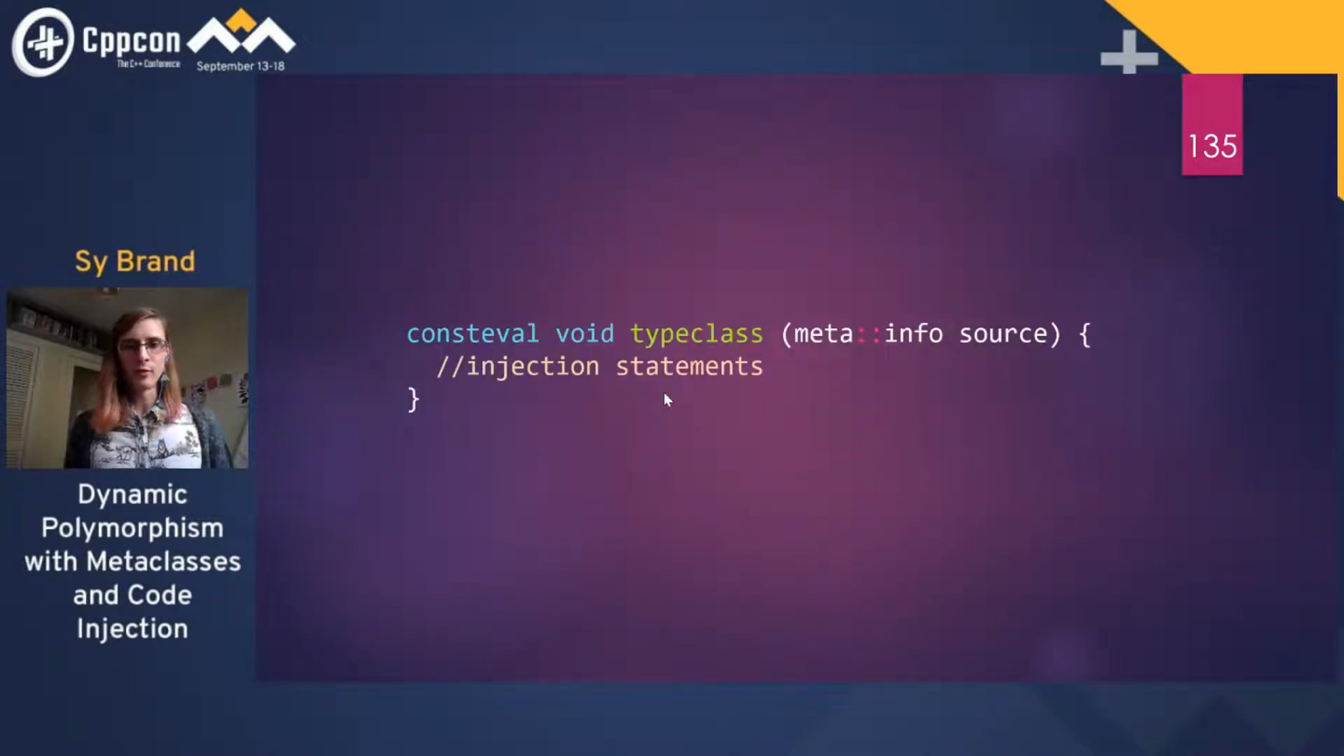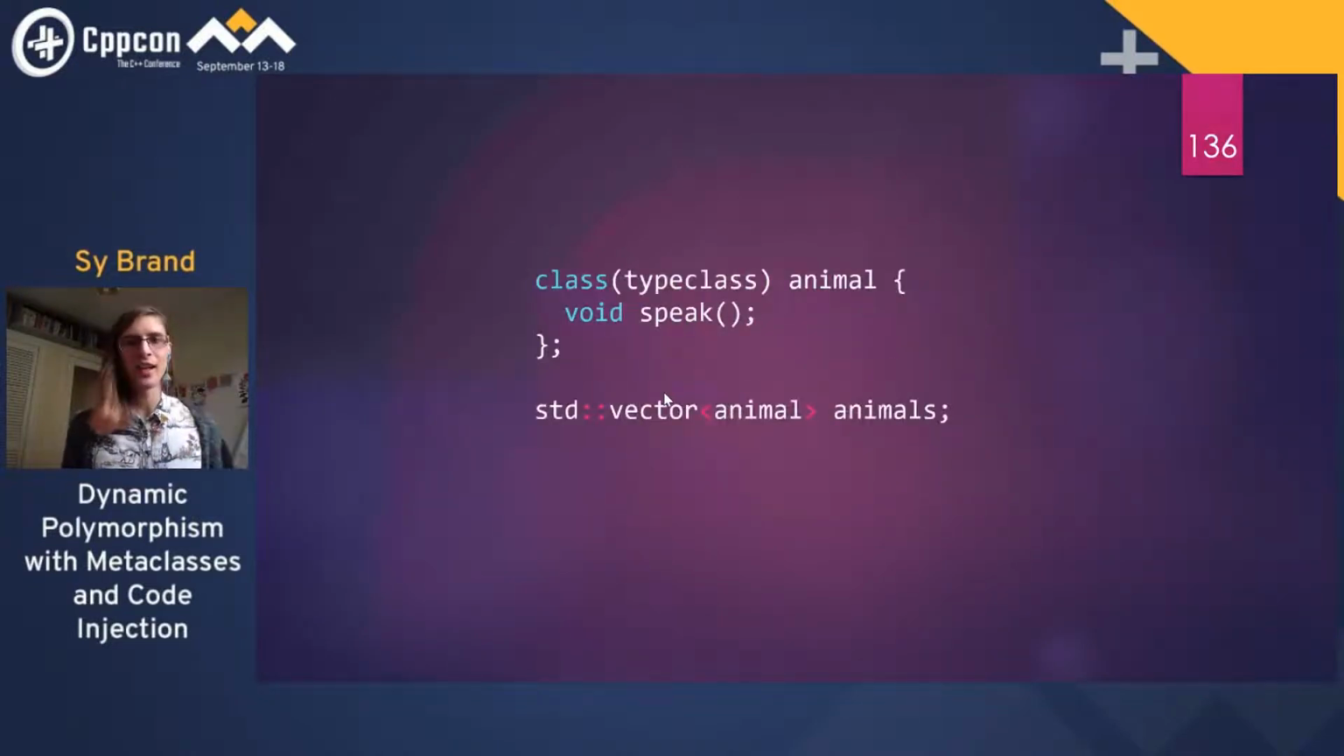Similarly, you would have a type class function, which does the equivalent to everything we wrote in our type class before. And then you would say, okay, I have an animal which uses type class as its metaclass, and now I can have a vector of animals. I can copy them, I can move them, I can pass them around, I can call speak on anything which conforms to this interface. I like this a lot, personally.